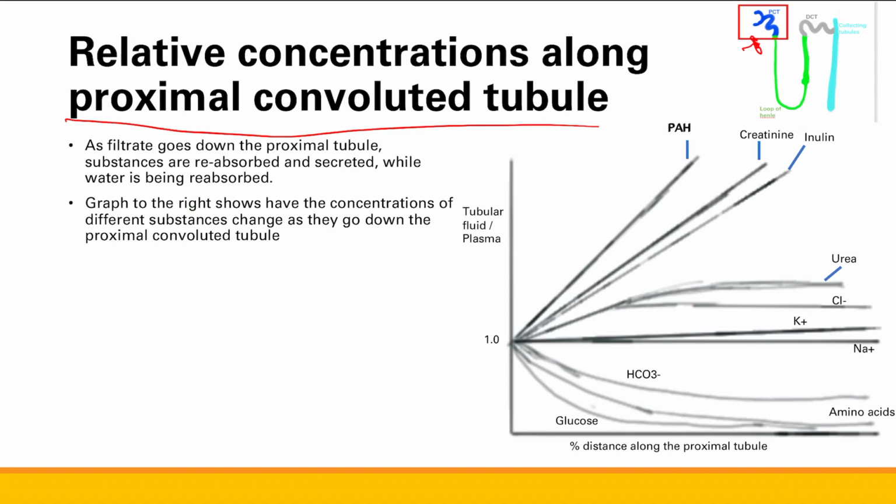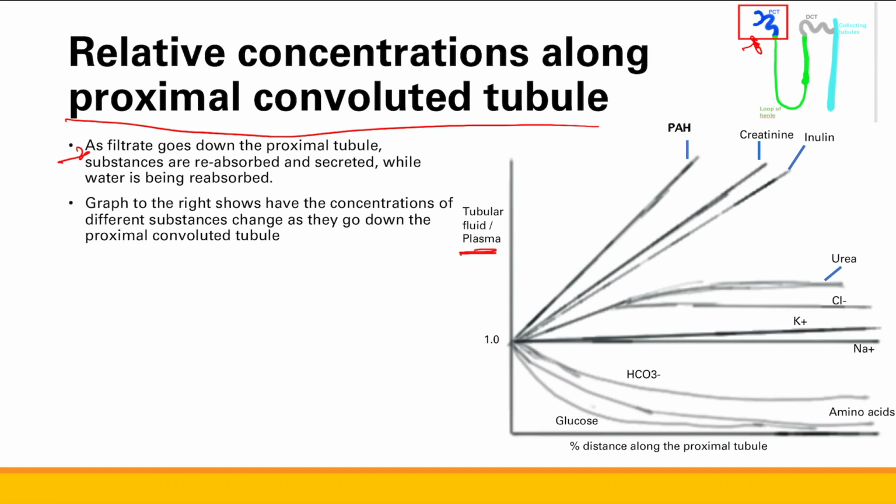We talked about how we have a lot of reabsorption and secretion in the proximal convoluted tubule, including water. So as we read here, as the filtrate goes down the proximal convoluted tubule, substances are being reabsorbed and secreted, and then water is being reabsorbed. Our graph on the right is going to show us how concentrations of different substances change as they go down the proximal convoluted tubule.